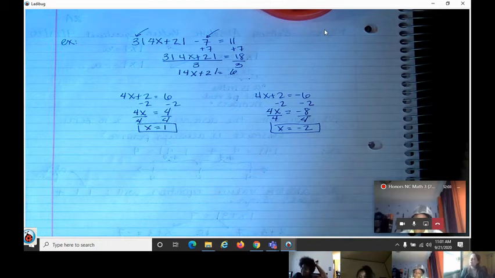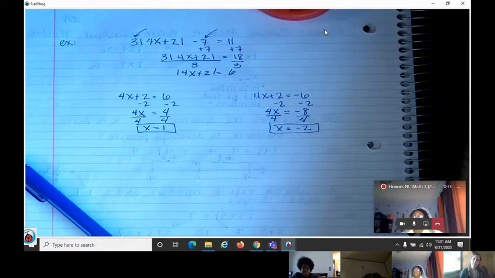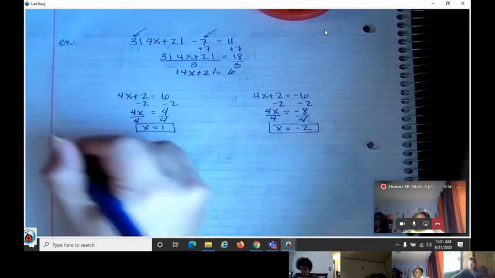Okay, so we have these two answers. What questions do you guys have about that particular example? Is it straightforward? Do you get it? Is there a step that didn't make sense to you? Okay, I'm going to assume that you get it. We're going to move on to the next example. If I am incorrect in that assumption, please say something.